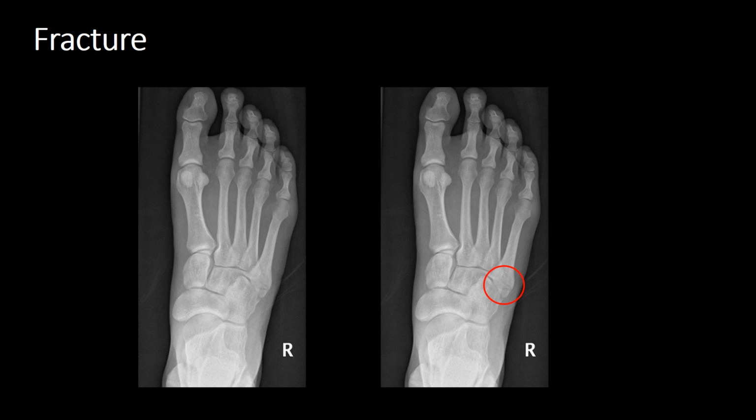On this DP view, we can see two lucent lines at the base of the fifth metatarsal. It's important to not misconstrue this as a comminuted fracture. What you're looking at is a two-dimensional image of a three-dimensional structure. So actually, these two lucent lines are the fracture seen extending around the three-dimensional structure.